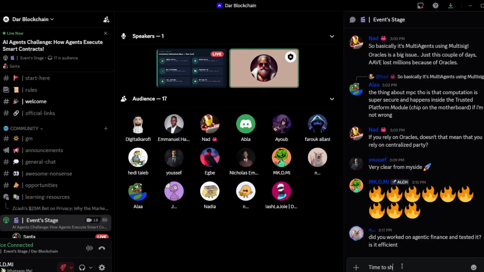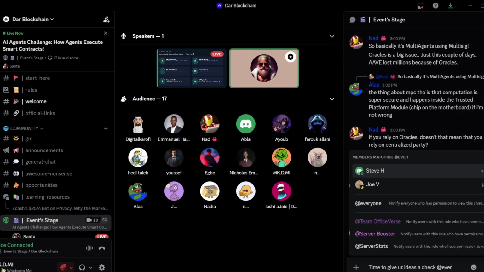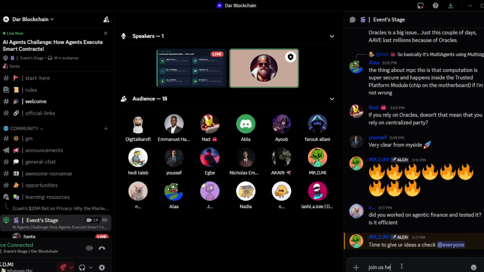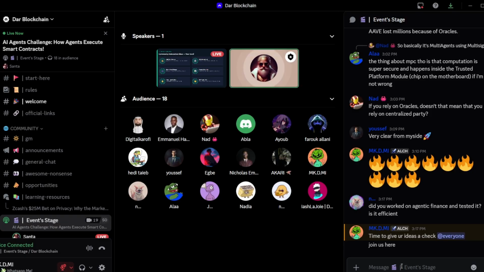Did you work on agentic finance and test it? Is it efficient? Agentic finance, actually, imagine an agentic wallet making trades for you and making profits for you, and you have money profits in your wallet. That's something very cool, something great. So the potential is huge. It is very big.